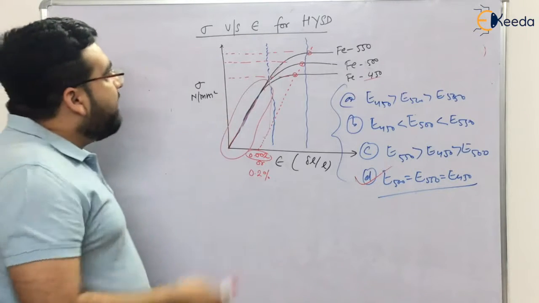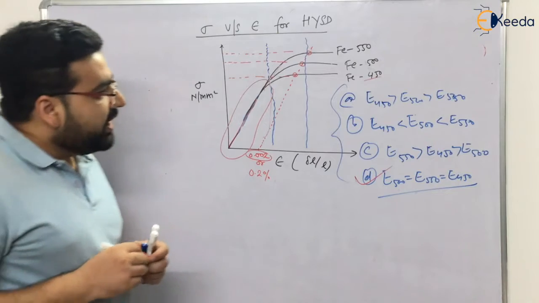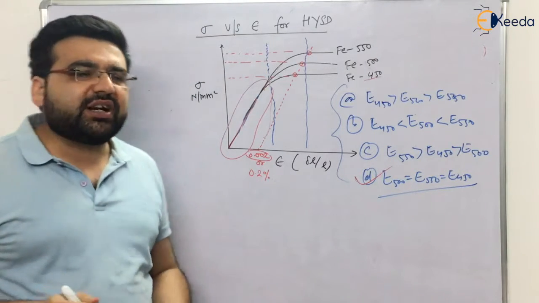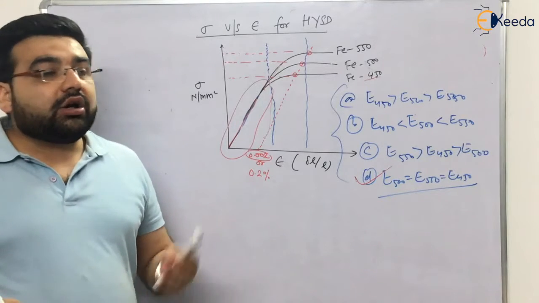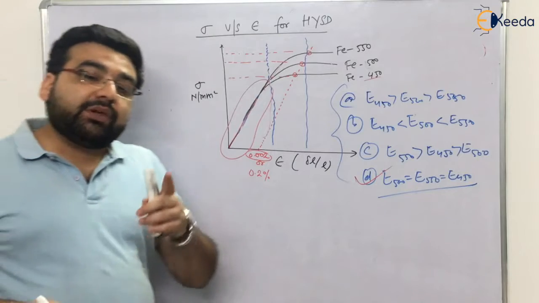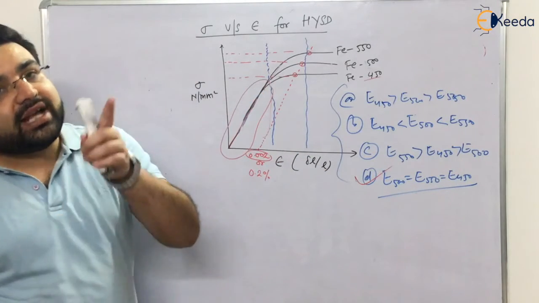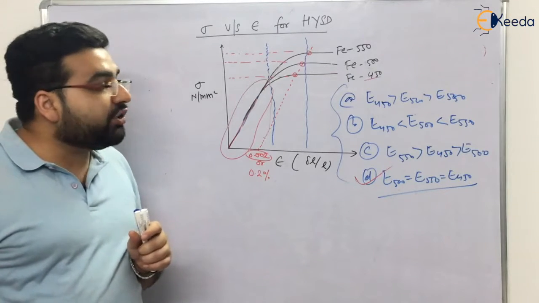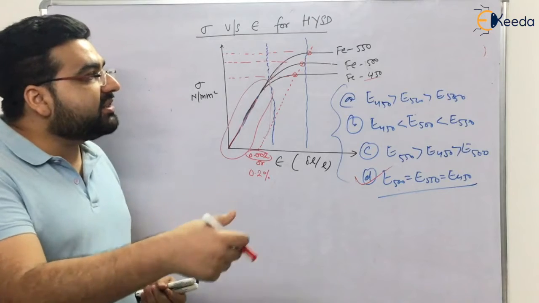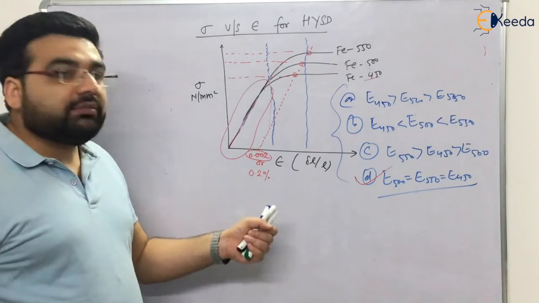Okay, so now you have understood the stress strain relationship for HYSD also. Now let us solve some numericals. We have studied a lot of theoretical things. Now let us move forward and solve some numericals. After that, I will also tell you the previous year GATE numericals, and in the next video, I will be explaining the most expected GATE questions, which I feel can be asked in subsequent GATE examinations. Okay. So now let us solve some numericals.